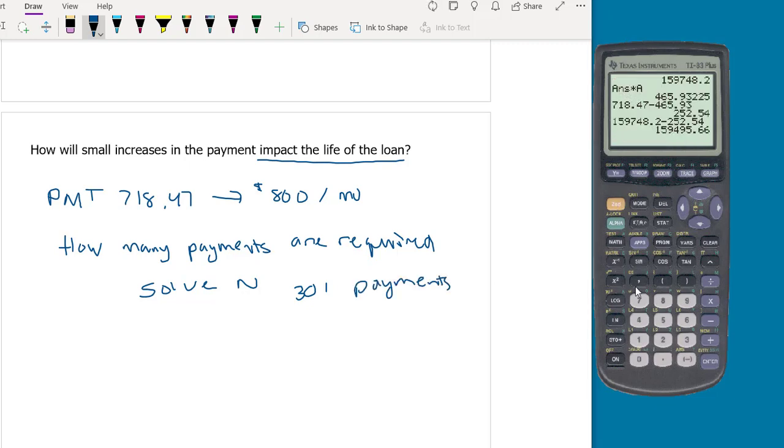Remember, our original loan was for 30 years, so if we take 301 divided by 12, that means that we only have basically a little more than 25 years for our payments. So, increasing by about $82 per month removes 5 years from our loan.